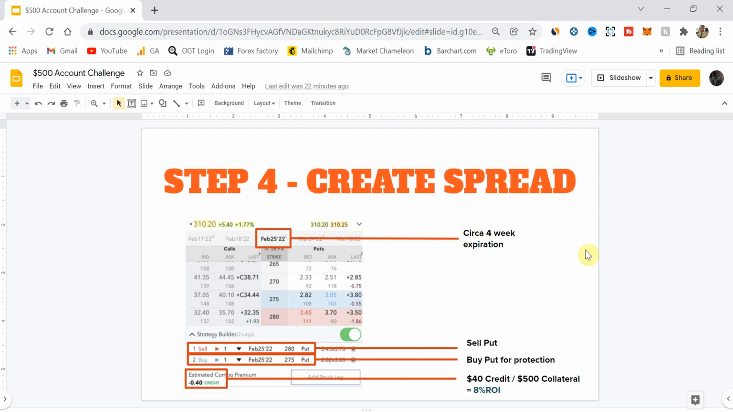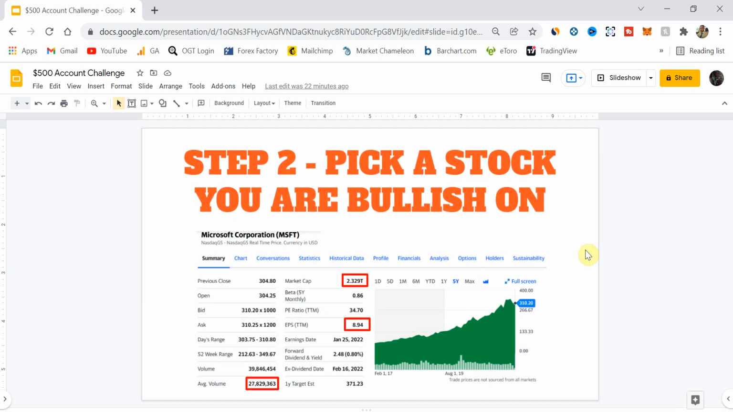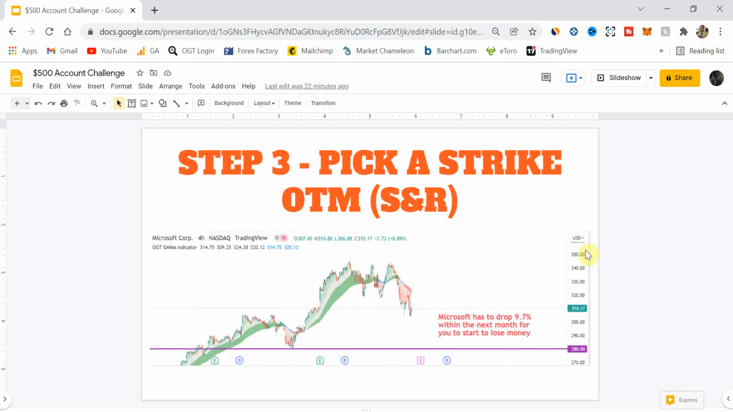And again, it didn't have to be $500. It could have been 1,000, 10,000, or whatever. The amount of effort you put in is not dictated by the amount of collateral that you've actually put in. The same amount of effort is needed. So hopefully this example is proving it doesn't need to be Tesla. It could be any stock that you are bullish on.